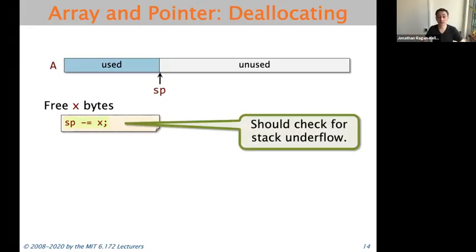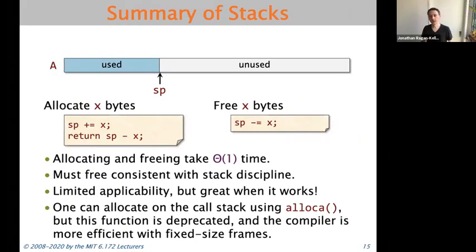So now again, if we want to be safe, we should check for underflow, just like we needed to check for overflow on allocation. Okay, so that's everything you need to implement a stack allocator. It's really simple and efficient. Allocating and freeing takes order 1 time, but obviously it has this key constraint that you can only free from the top of the stack. So you can only allocate and free according to this simple stack discipline.